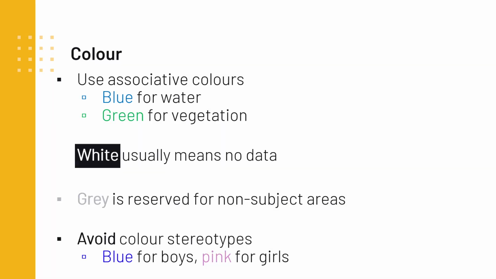When you're picking colors, use associative colors. So blue for water, green for vegetation. If you see white on a map, it typically means no data. Gray, on the other hand, is reserved for non-subject areas. You want to be careful to avoid stereotypes because they can be offensive to some people, like blue for boys and pink for girls.